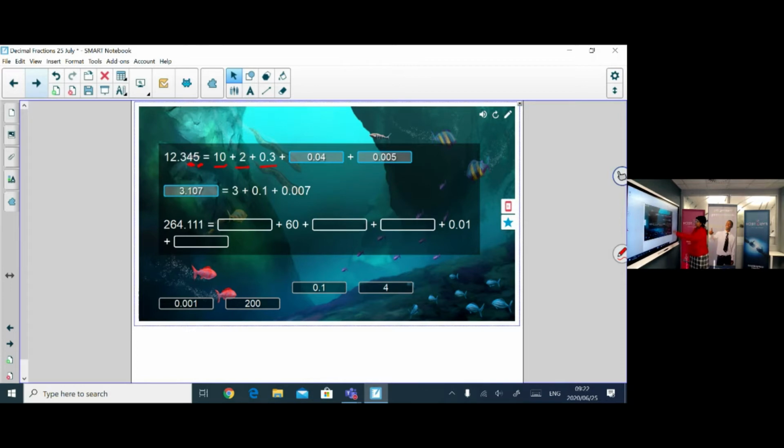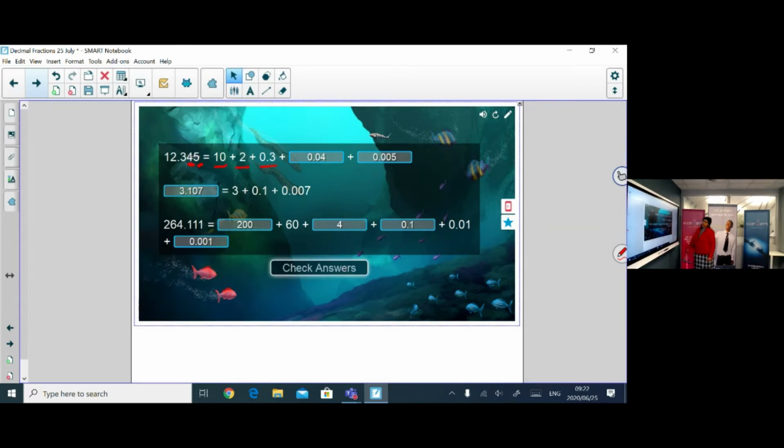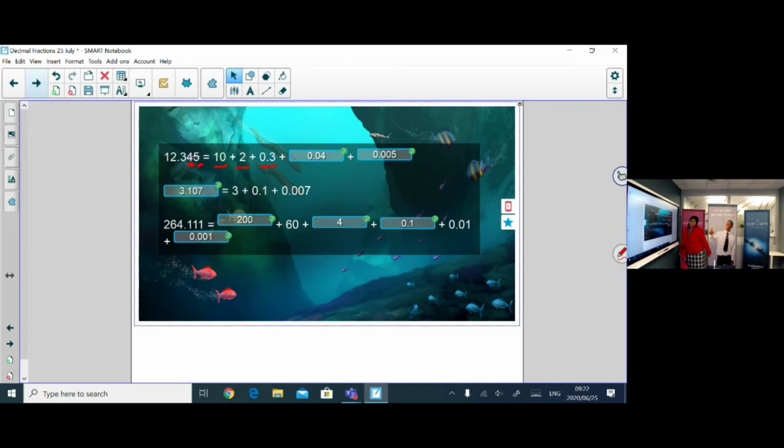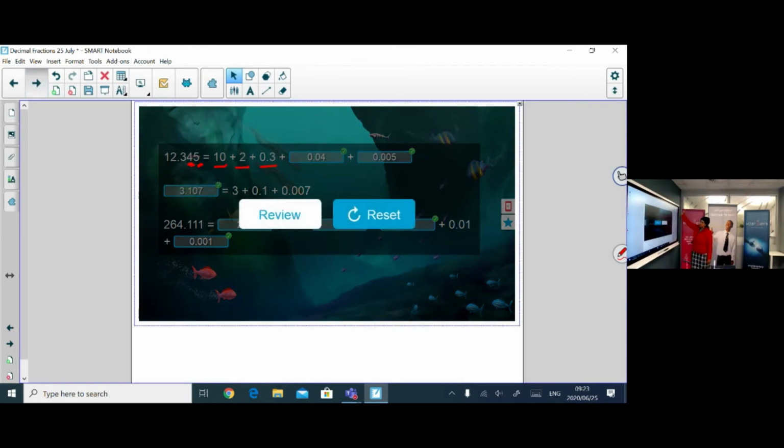And then with this one, the first number will be 260, a 4, 0.1, already been given 0.3, and the last one there. So our puzzle is complete. And I know that you already got them right.